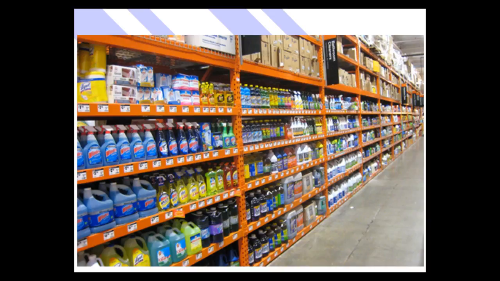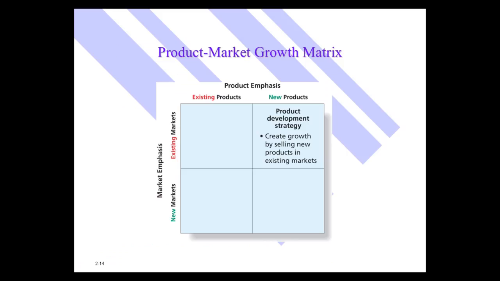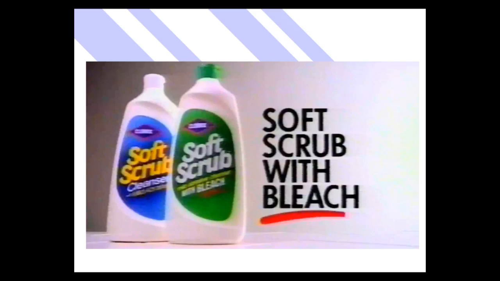Another generic growth strategy is a product development strategy, and that is creating growth by selling new products in existing markets. We'll get into new product development later on, but suffice to say that right now that's a very big generic growth strategy. And I'll stick with Soft Scrub. The Soft Scrub product group came out with a new product called Soft Scrub with Bleach. So that was a new product. That was what's called a line extension. But line extensions, which are new products, are a very, very easy way to go with a product development strategy.